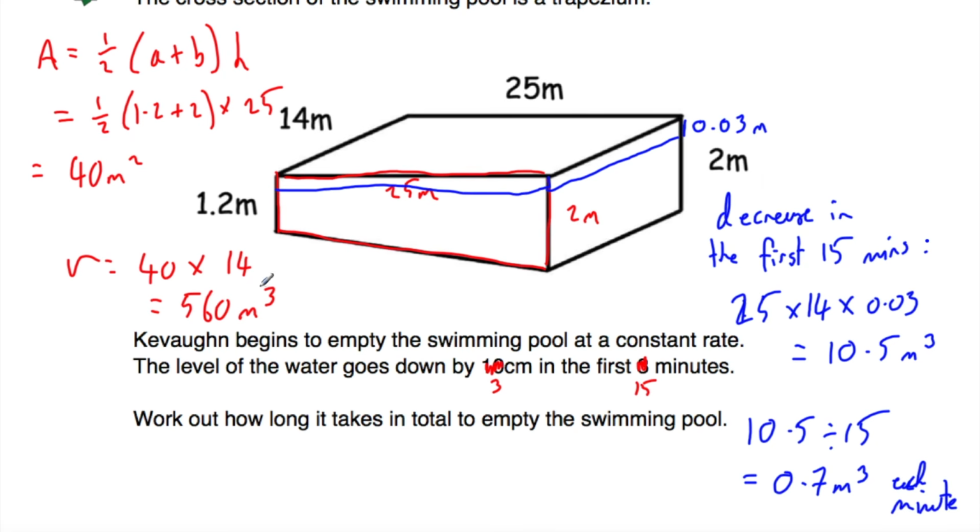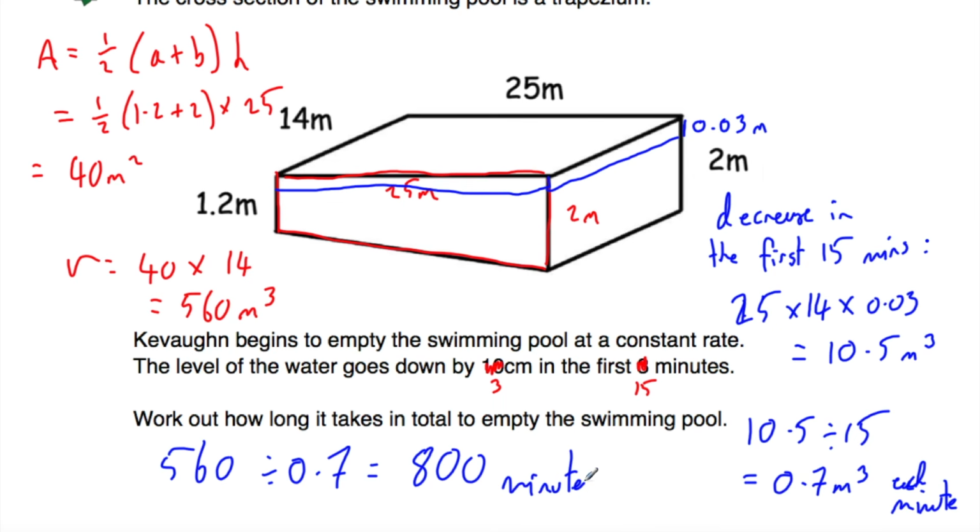That's fantastic, because we now know how much water is in the pool to begin with, 560 metres cubed, and we know how much it's decreasing by each minute, 0.7 metres cubed. If we do 560 divided by 0.7, that'll tell us how many minutes it takes for the water to leave the pool. 560 divided by 0.7 is equal to 800. So it takes 800 minutes.